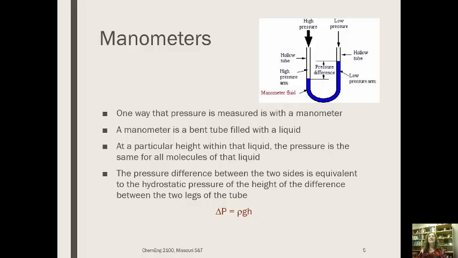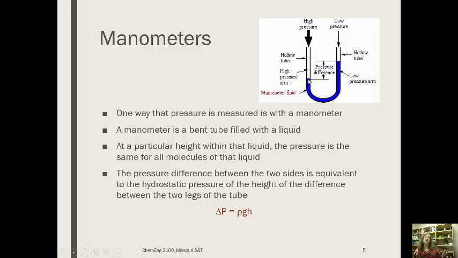The way that a manometer works is that at a particular height within the liquid, the pressure will be the same for all the molecules of that liquid. So whether it's on the right side of the tube or on the left side of the tube. So if you look at this height right here, this pressure is going to be exactly the same as this pressure. This pressure is the same as that pressure. Unfortunately, up here I can't use that rule because I don't have anything corresponding on this side.